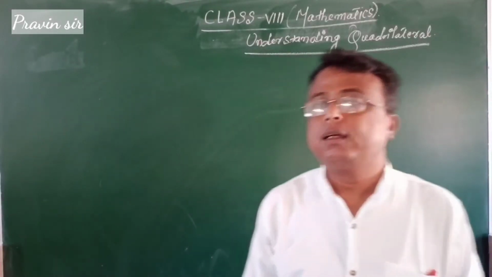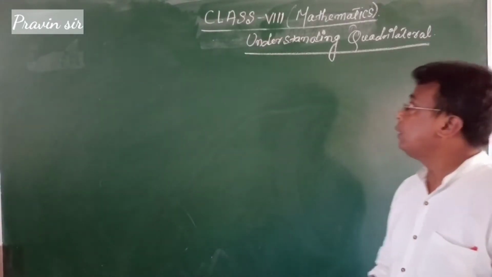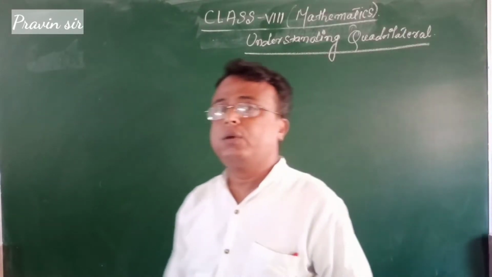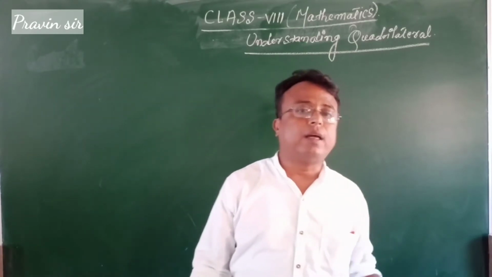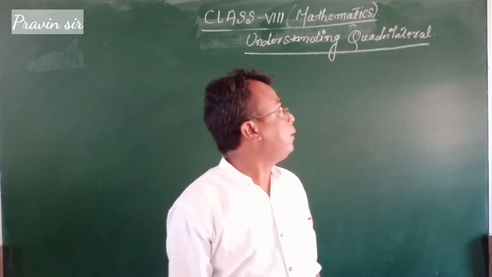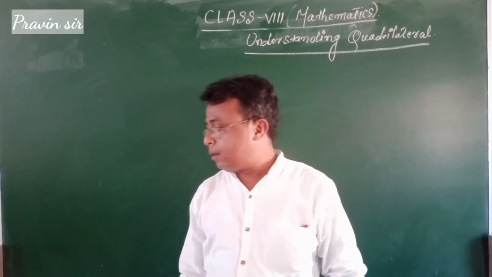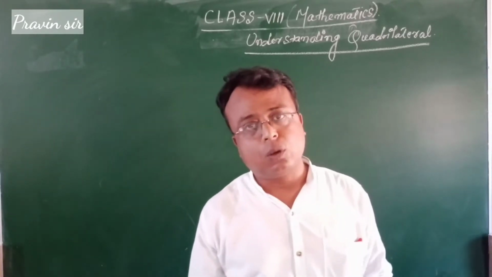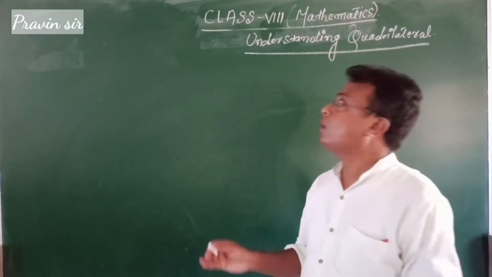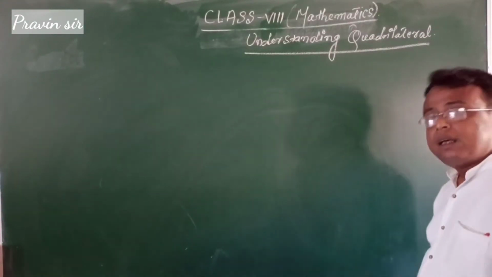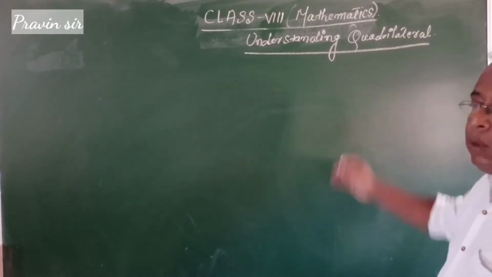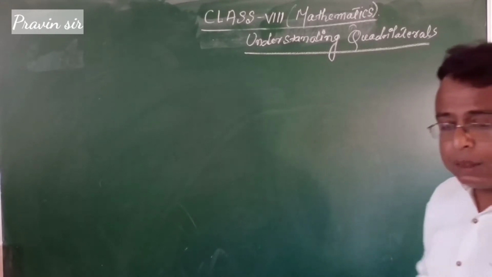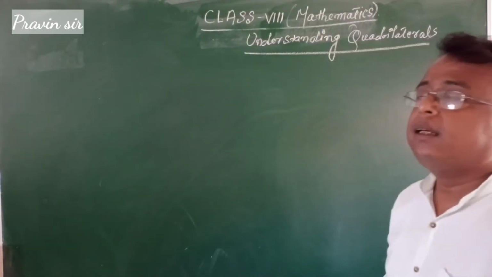Good morning children. Today we are going to start a new chapter, that is, Understanding Quadrilaterals. In this chapter we will discuss the different types of quadrilaterals and what is a polygon, what is a curve, what is a concave polygon, like this. Many things we are going to discuss related to quadrilaterals. First of all, let us try to understand the meaning of curve.